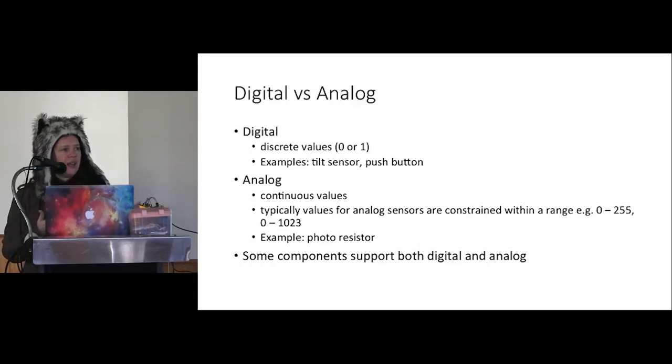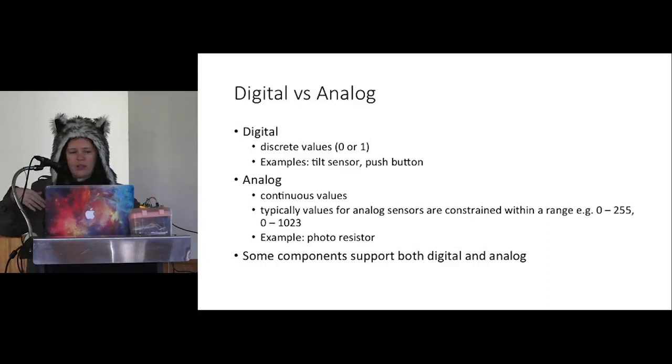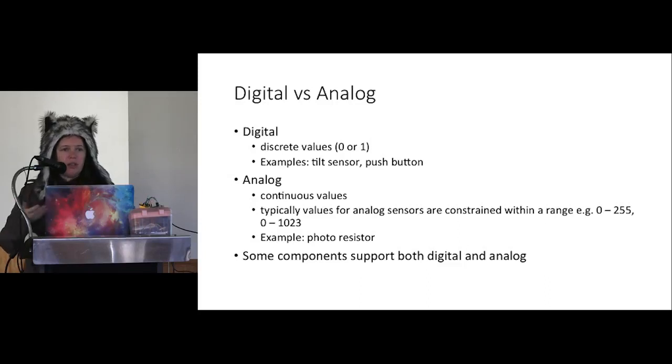Or you can treat it like an analog component. So this is where you've got values in between. For sensors, this is things like an analog sensor, like a temperature sensor, where you're getting a reading. Typically the raw reading will be something between 0 and 255, or between 0 and 1023, depending on the number of bits that your sensor supports. And for outputs, it'll be things like fading an LED, the brightness.